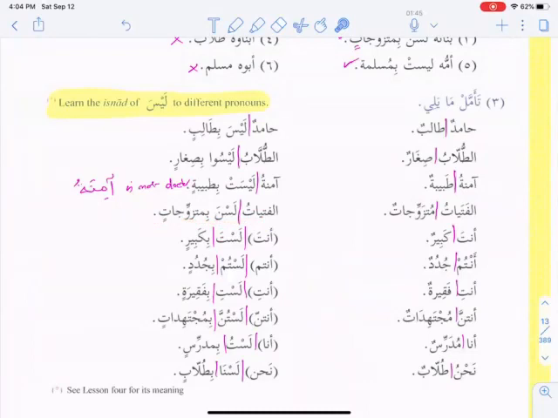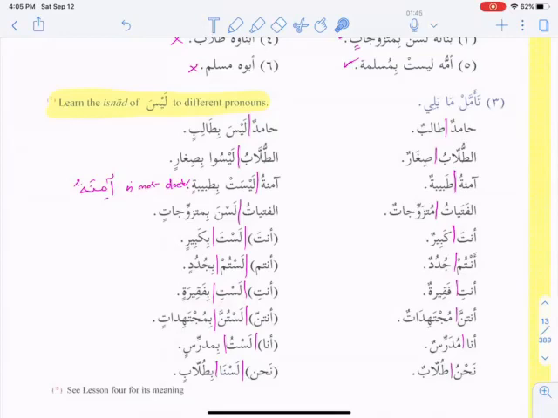Anta kabirun. Anta lasta bi kabirun. You are not big. Antum jududun. You are new. Antum lastum bi jududin. You are not new. Anti fakiratun. You are poor. Anti lasti bi fakiratin. You are not poor.